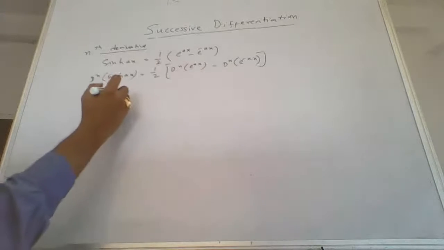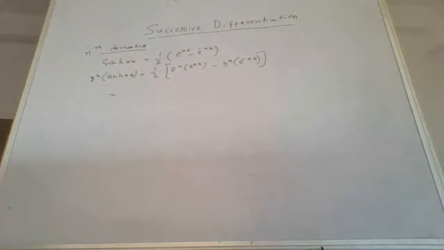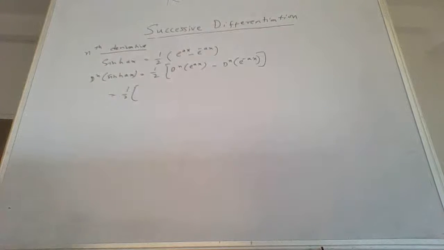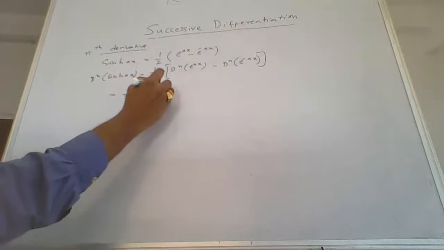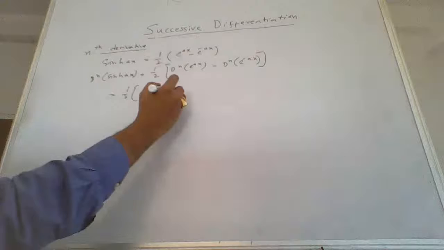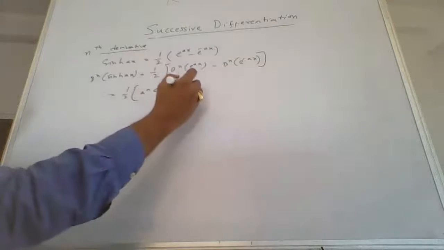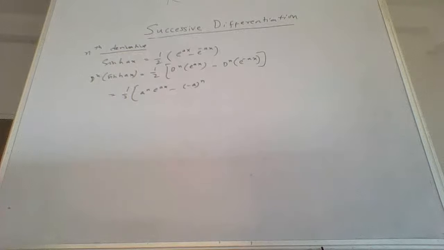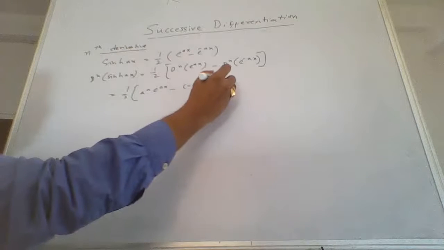Now this can be written as half of a to the power of n e to the power of ax, minus, now this is minus, so it is minus of a to the power of n e to the power of minus ax.